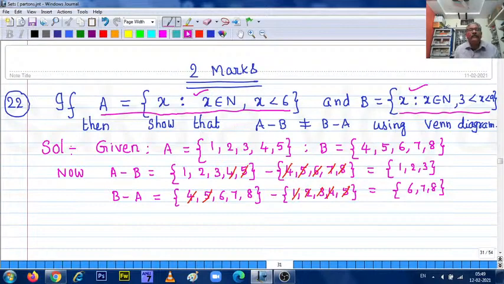So what are the common elements in both? 4 is the common element. 5 is also a common element. So now draw the Venn diagram. Venn diagram means you need to draw like this.